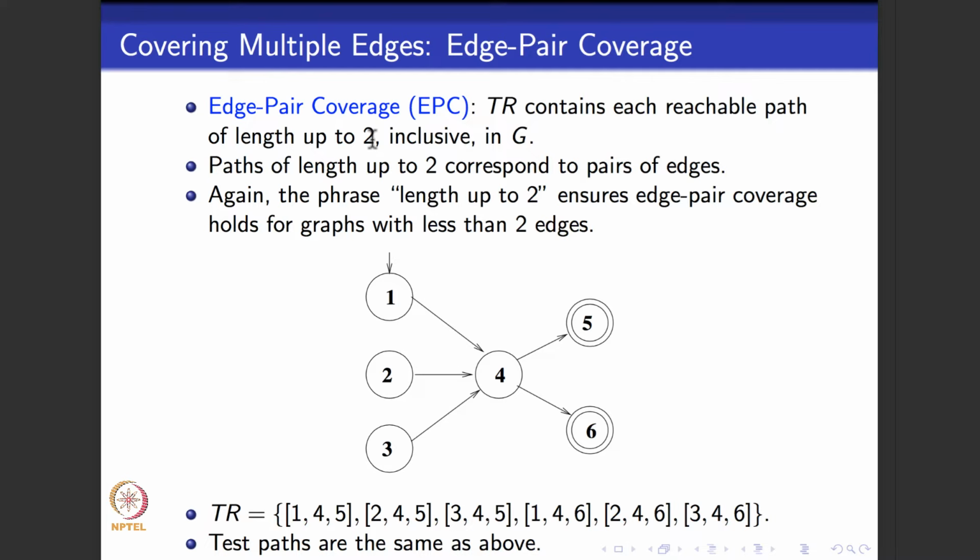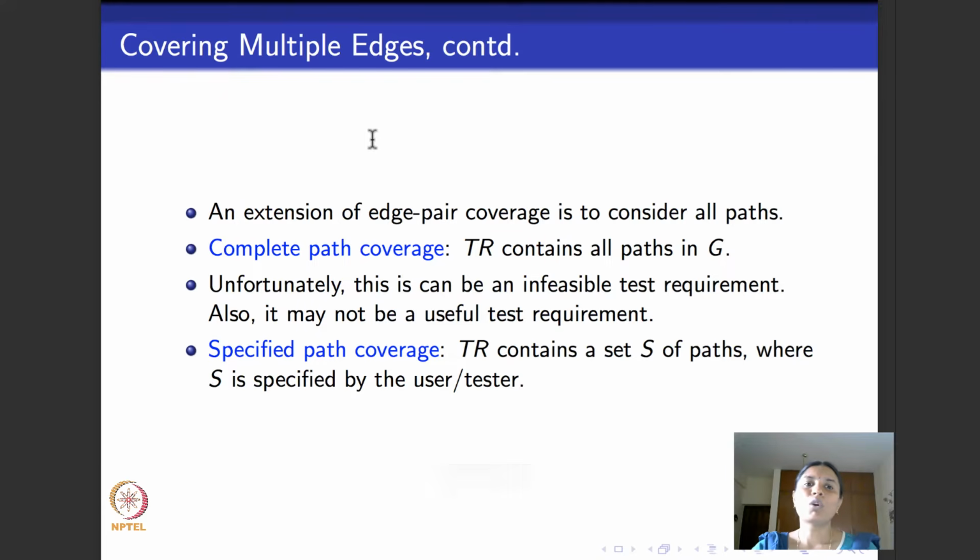You can move on. You can say paths of length 3, paths of length 4, paths of length 5. Then if we go on like this, what we have is what is called complete path coverage. You have a test requirement, TR, which says that you cover all paths in the graph. Now, if you think about it, what would be the use of this? Will it be useful? What would all paths mean?